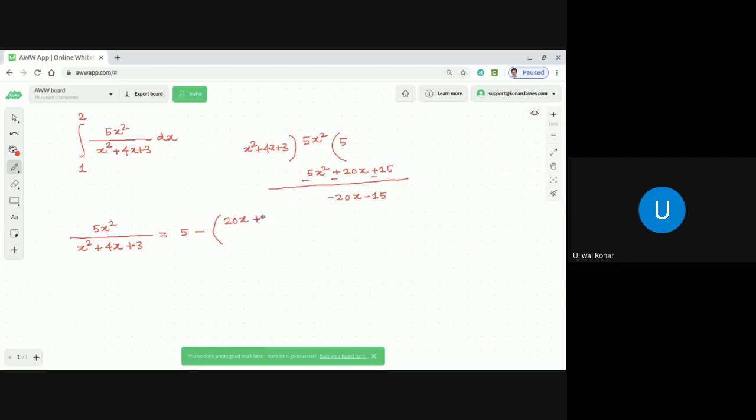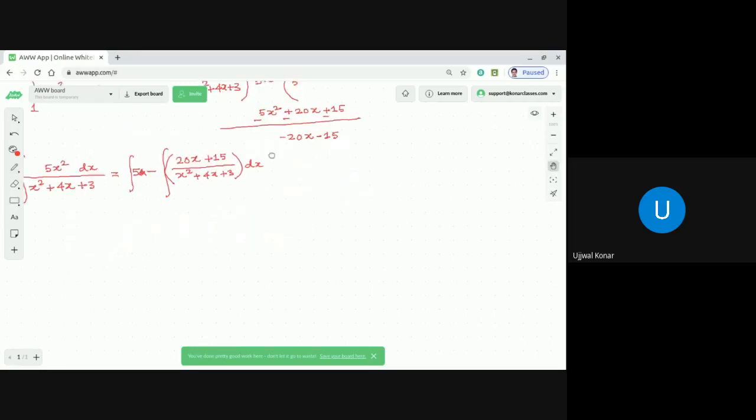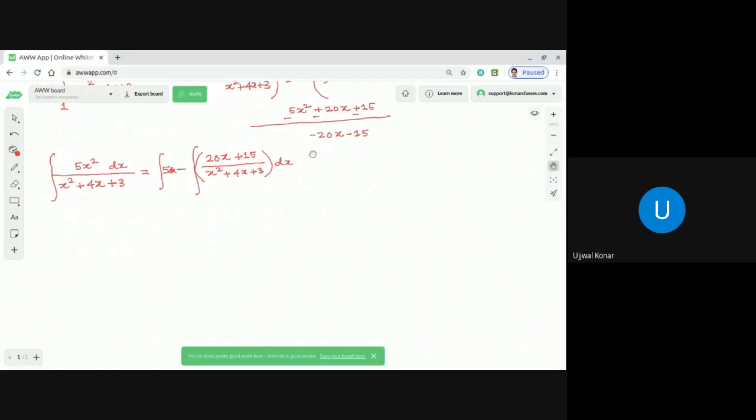20x plus 15 divided by x square plus 4x plus 3. So integration of the entire thing. Now if we do an integration of dx, what will it be? Integration 5 dx minus integration of this dx, correct or not? Clear or not clear? First we find the indefinite part. Consider this as an indefinite integration. Then after that we'll put the upper limit and lower limit, right? So now our full focus is on this particular one.